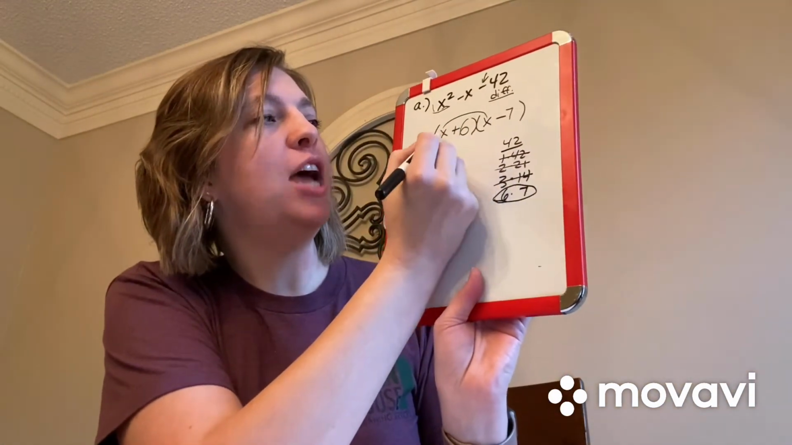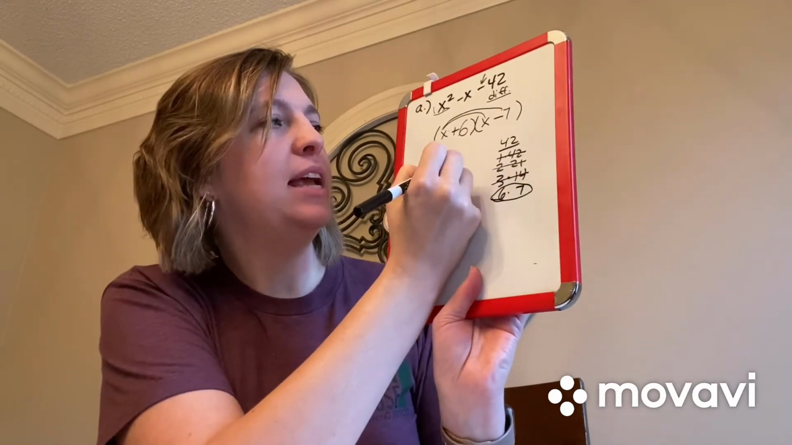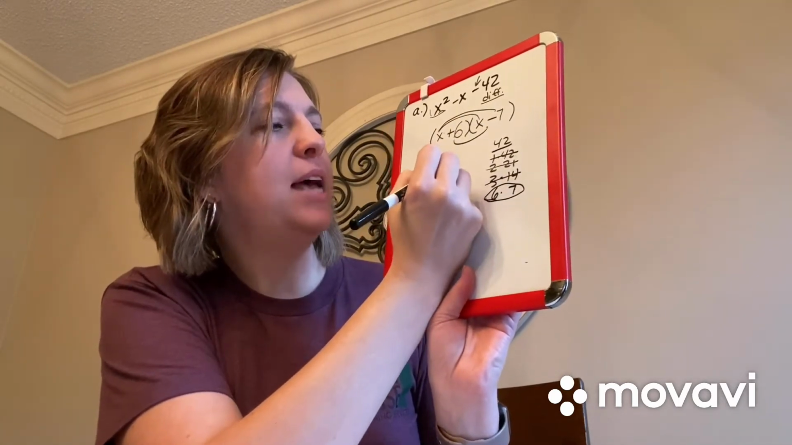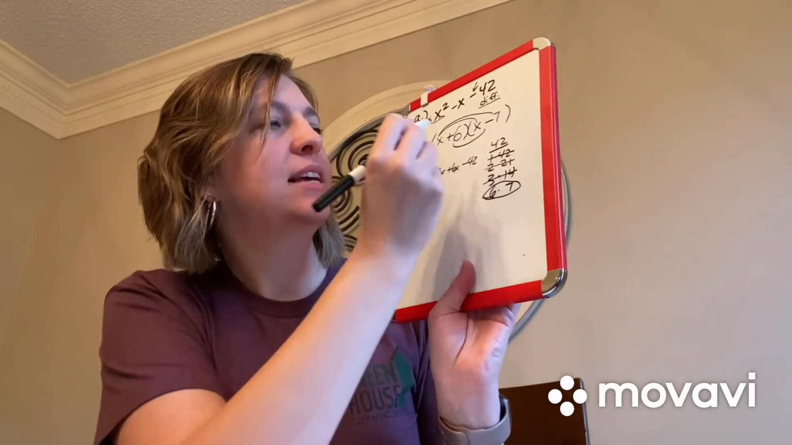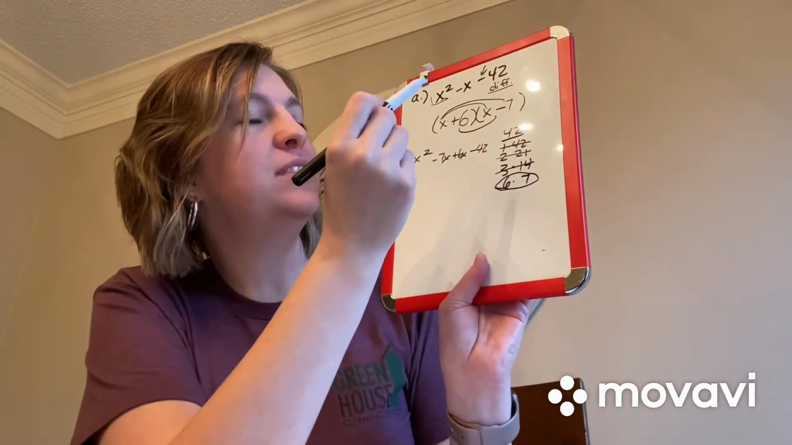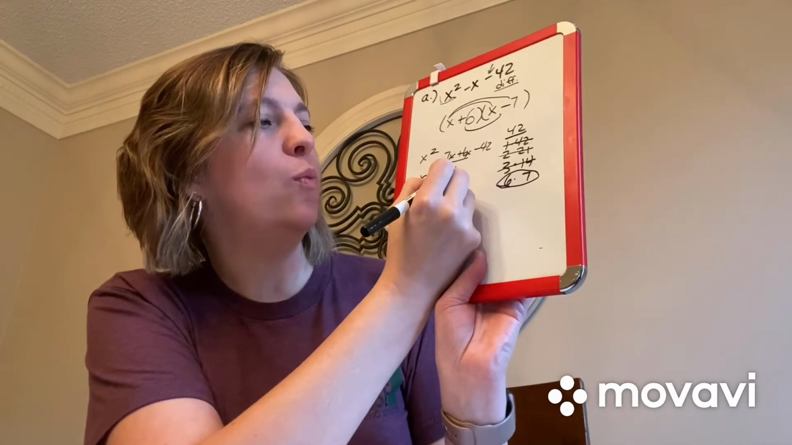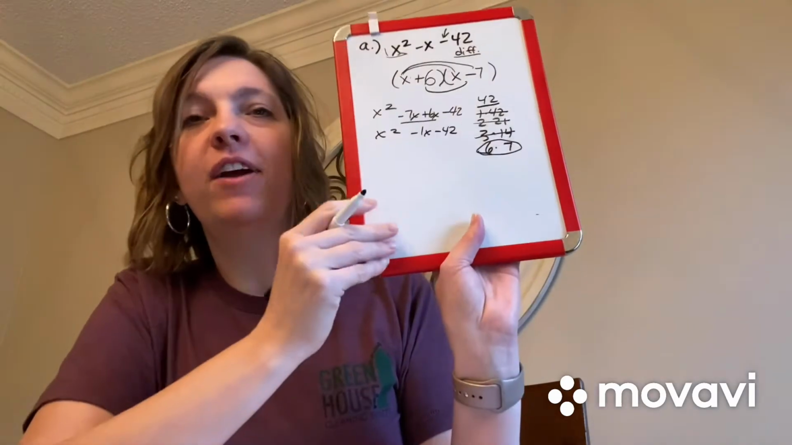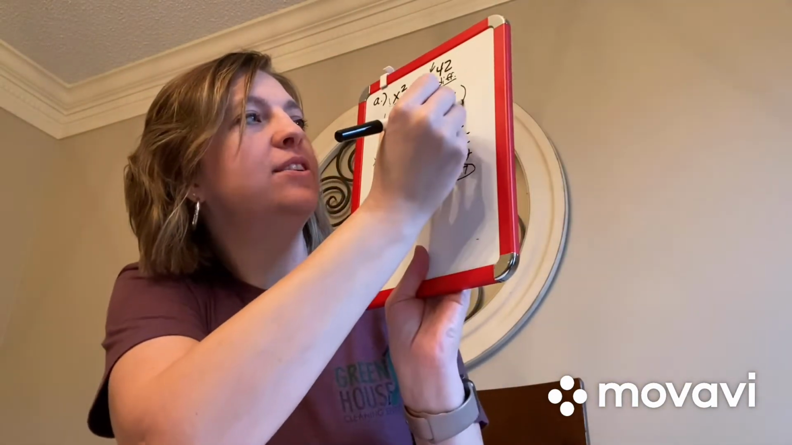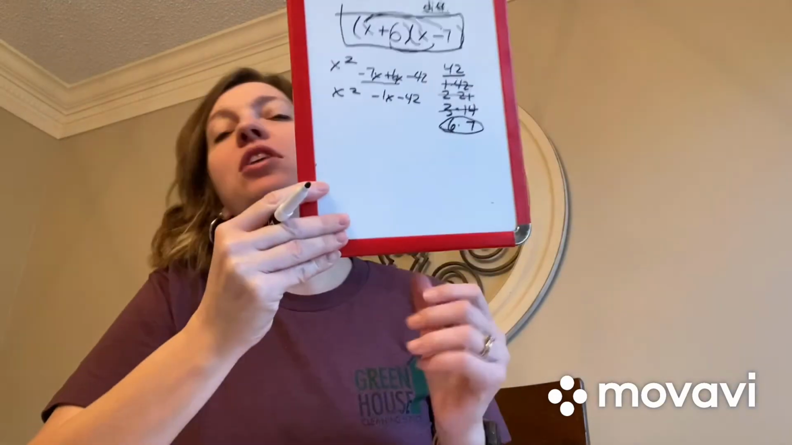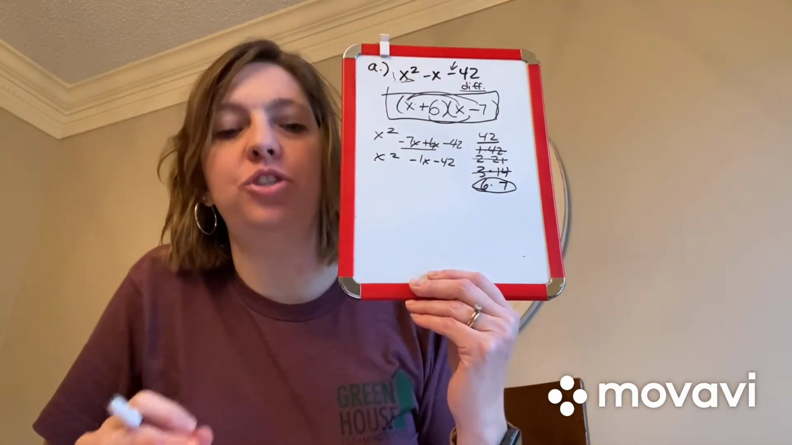So what can I do? I can FOIL to check. X times X, X squared. X times negative 7, negative 7X. 6 times X, positive 6X. Positive 6 times negative 7 makes negative 42. Combine these two terms, X squared minus 1X minus 42. Friends, this is the same as this. So, did I get the right answer here? You bet. Do you see that even though it's a little bit more complicated, I can always check?